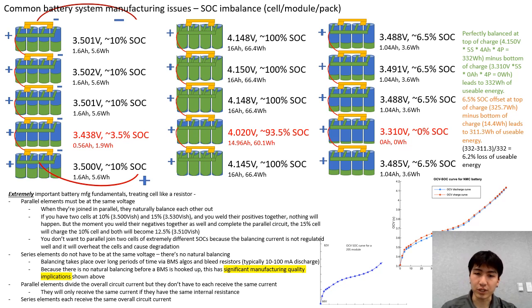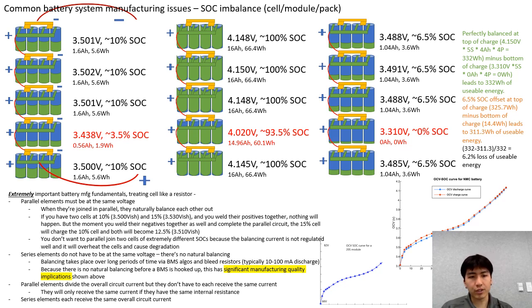But the problem is bleed resistors are quite fragile, and a lot of the time bleed resistors are what lead to thermal incidents. So they are usually regulated to do very small amounts of discharge over time, typically 10 to 100 milliamps. Because there's no natural balancing before a BMS is hooked up into the system, this has significant manufacturing quality implications, because you cannot just naturally balance the part out. You have to do first in, first out, FIFO principles really well. That will be discussed later.